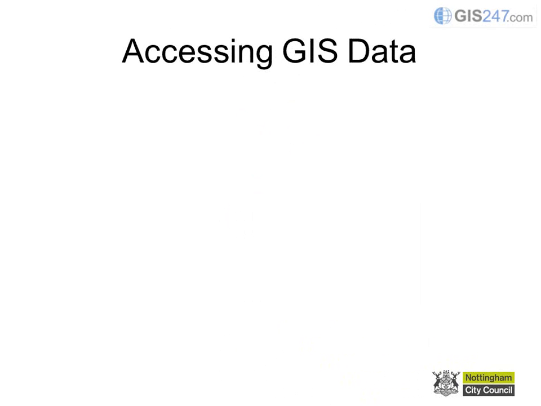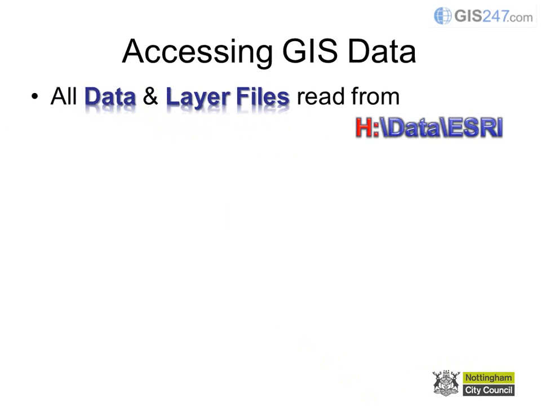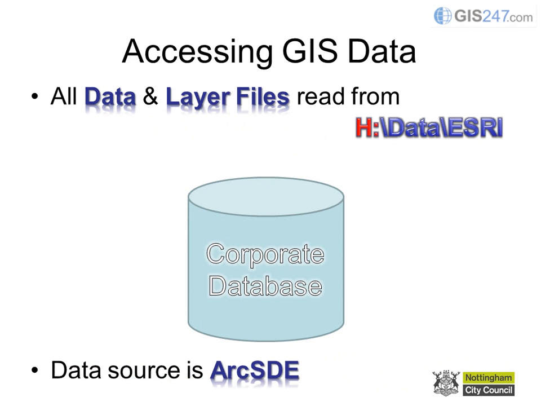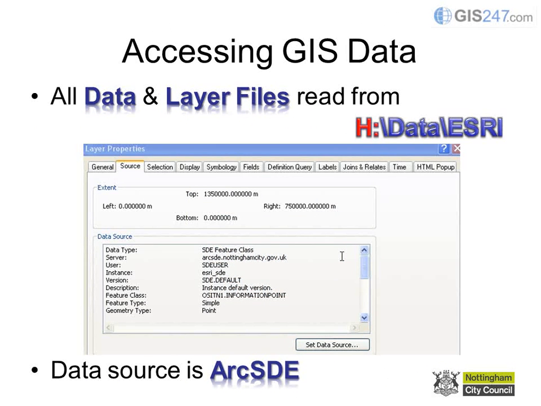All the layers on h/data/esri are being read from Nottingham City Council's main corporate GIS database, which is known as ArcSDE. Once you have loaded a layer into a map document, you can check the source of the file by viewing the layer's properties. To do this, right-click on the layer to open its properties and then click on the Source tab, and it will show you the file path of where the data is stored.